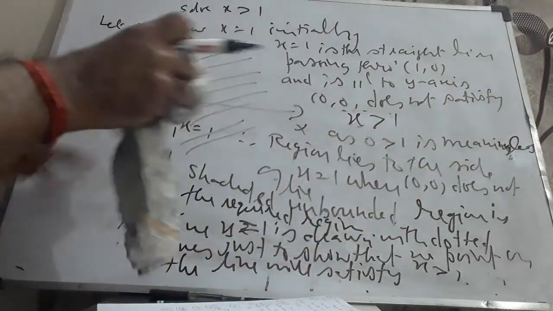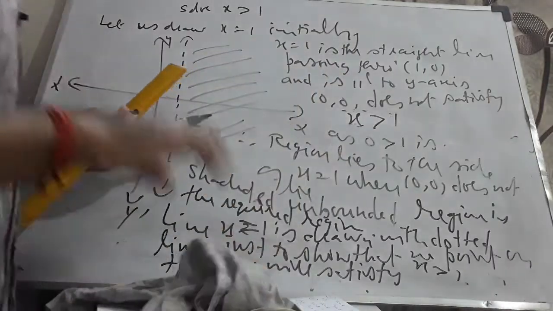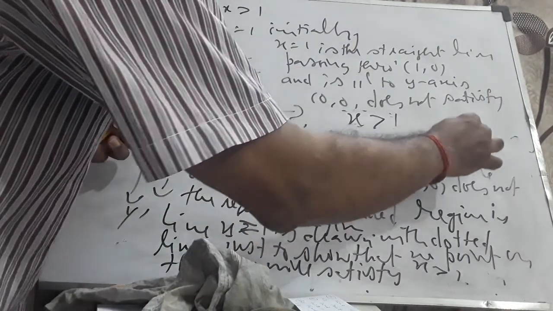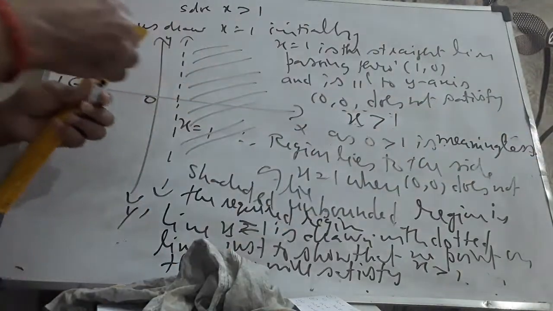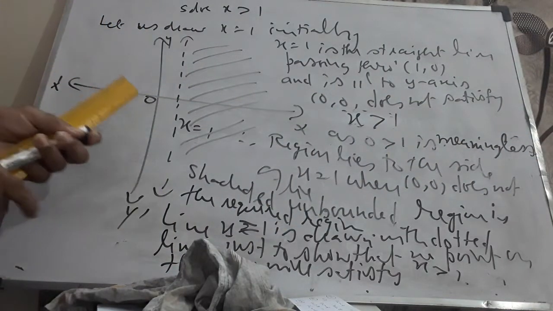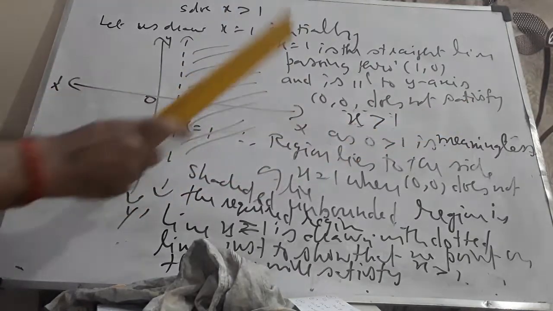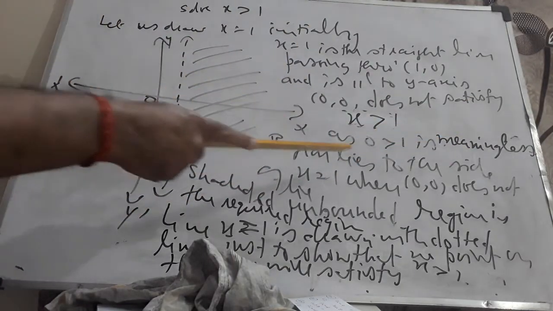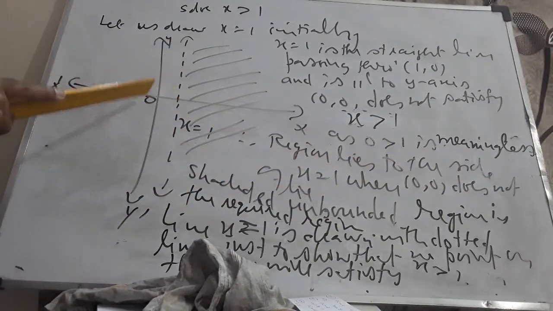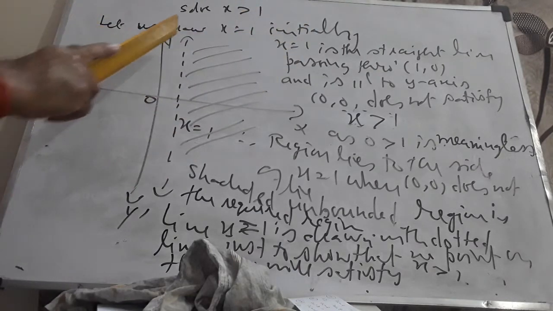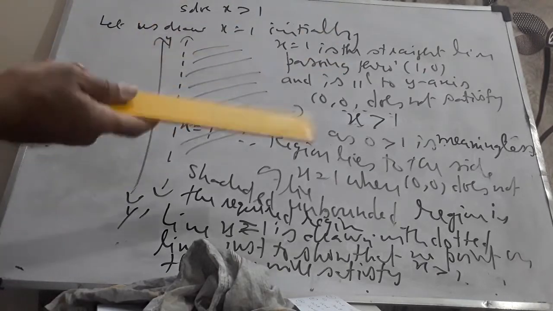Please make the correction: 0 greater than 1 is meaningless, or not meaningful. Either way you can say. The region lies to the side of x equal to 1 where (0, 0) does not lie. If (0, 0) satisfies, the region lies to this side. If (0, 0) does not satisfy, the region lies to the other side. That's the meaning. Here, since it is a vertical line, I can say right, left, and so on.